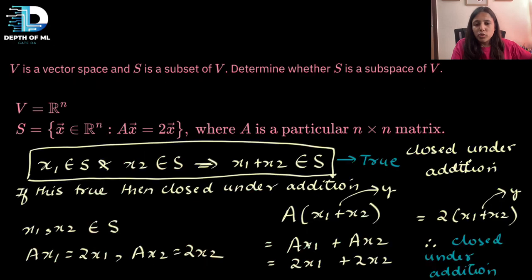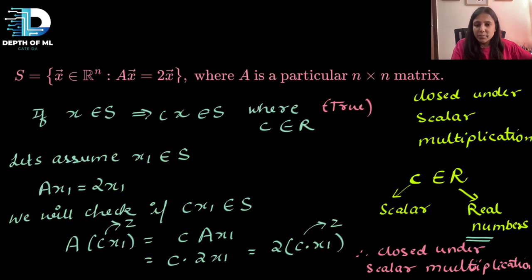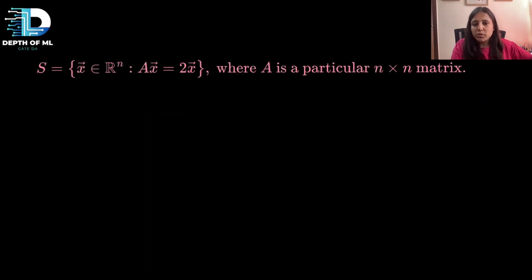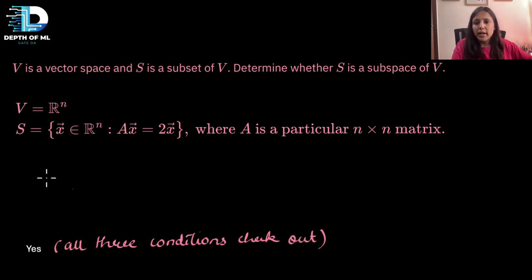So hence we had 3 conditions. All 3 of them check out. Hence this is a valid subspace. So the answer to this question is yes. All 3 conditions check out. Hence this is a valid subspace.